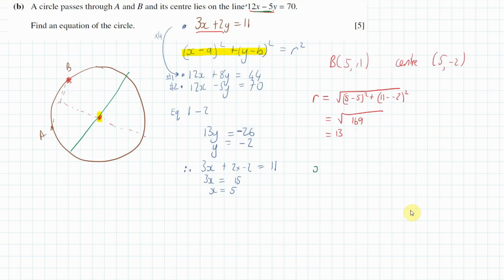The last step is to write this in my circle equation. So x minus the value at the center, x minus 5, all squared, plus y minus my value for y, which is minus 2, all squared, equals my radius squared. And I can simplify this to x minus 5 squared plus y plus 2 squared equals 169. And that is it. We've done all we need to there.